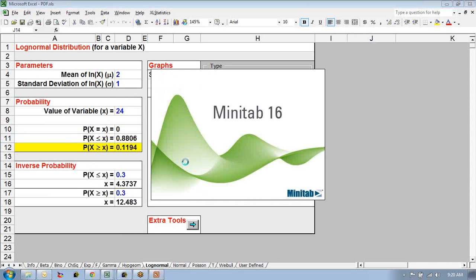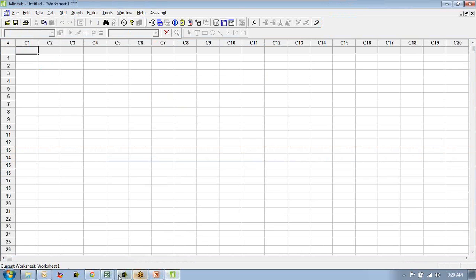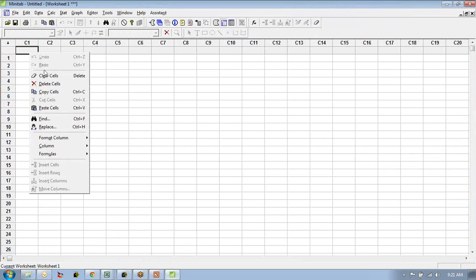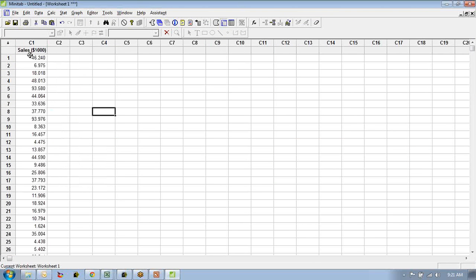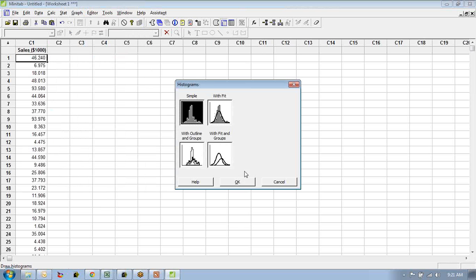Let's open it up in Minitab. You know, when we do the histogram in Minitab, it ought to look the same, right? Here it is right here. Copy this, go to Minitab, paste, and there it is. Let's take a look at the histogram. Do a fit.